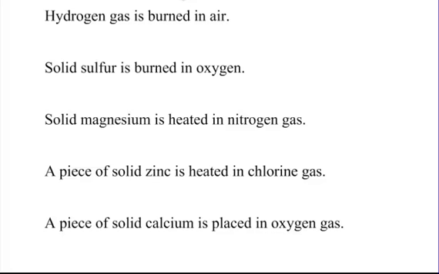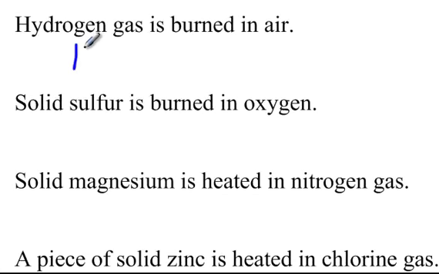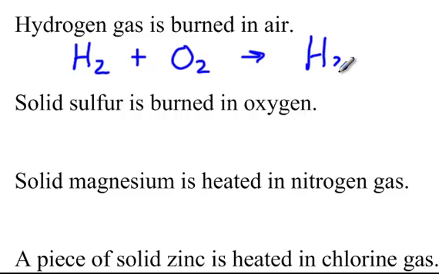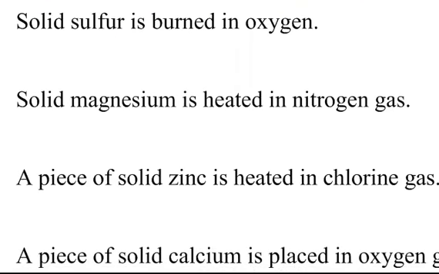The first one is hydrogen gas burned in air. So I get hydrogen gas. I'm going to add in air or oxygen gas, anything that we're going to combust or burn, and we're going to get water out of it. And I'm going to balance this guy, and in balancing it, I need two H2s, I need two H2Os, and that balances it perfectly.